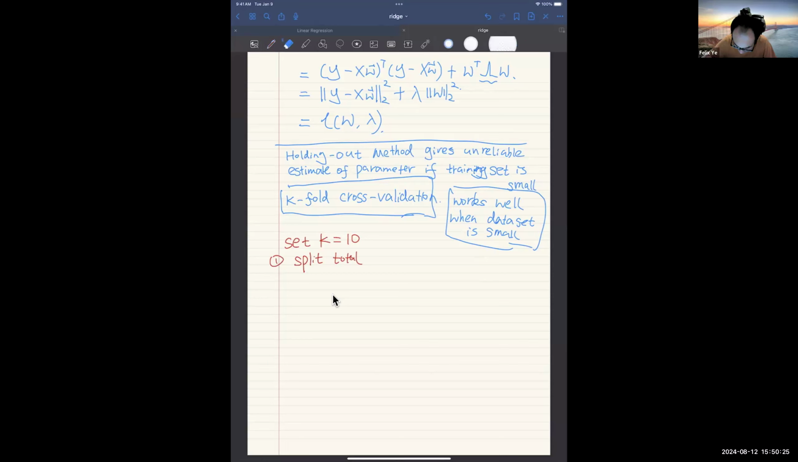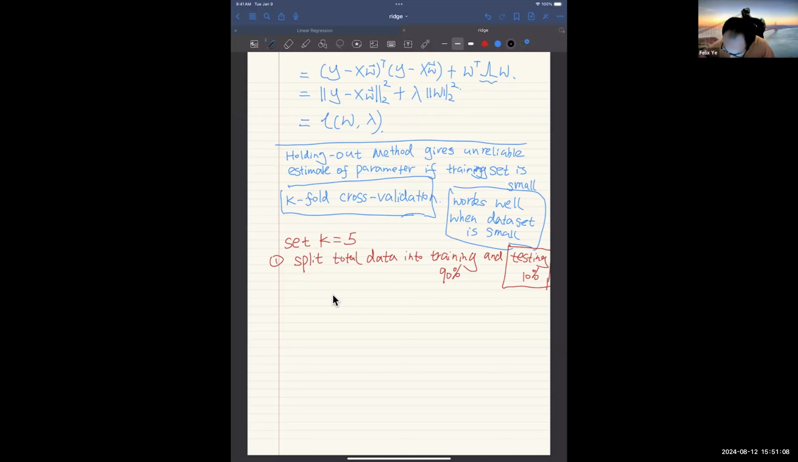Okay, let's set k equal to 5. The first thing is we split the whole data into training and testing. For example, we can do 90% training, 10% testing. At this point, we will completely leave this testing data set out. We're not going to touch it. We are not going to use this 10% of data at all during the training process.